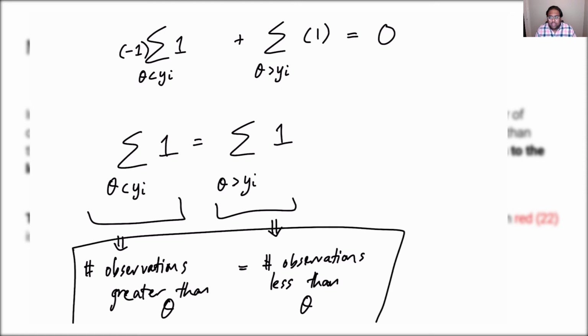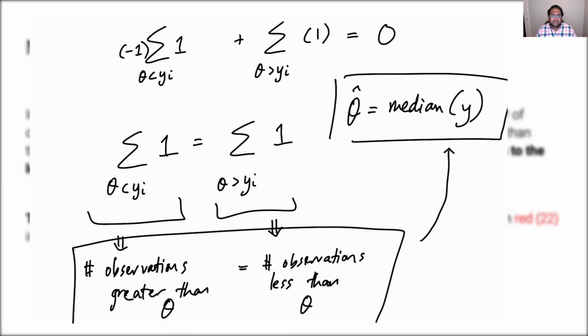And so what we want to do is find the theta that satisfies this equation. We want the theta such that the number of observations greater than theta is equal to the number of observations less than theta. And now if you think back to some of our earlier statistical definitions, the number that satisfies the property that there are an equal number of observations to its left and to its right is the median of a set of values. So what this is telling us is that theta hat in this case, where we're using the constant model and absolute loss as our loss function, is the median of our y's, the median of our observations.